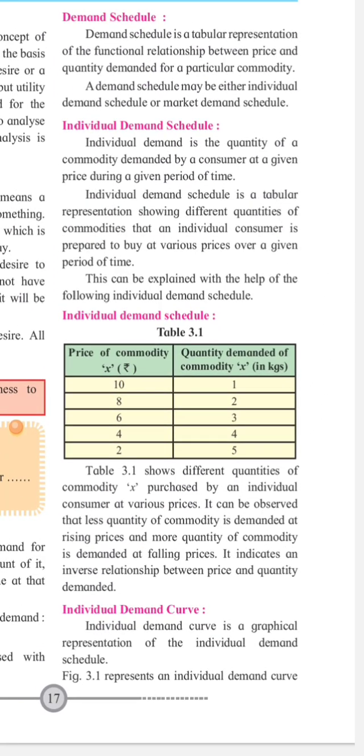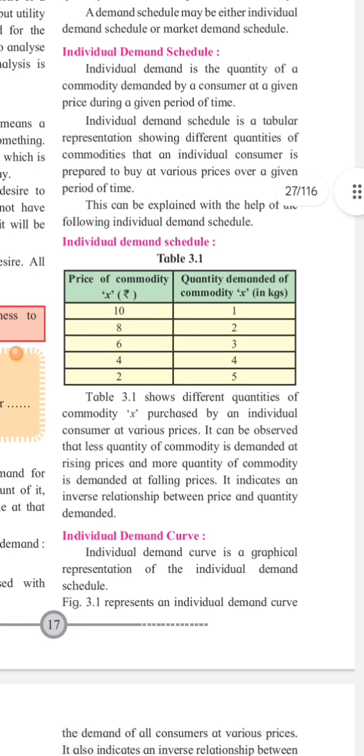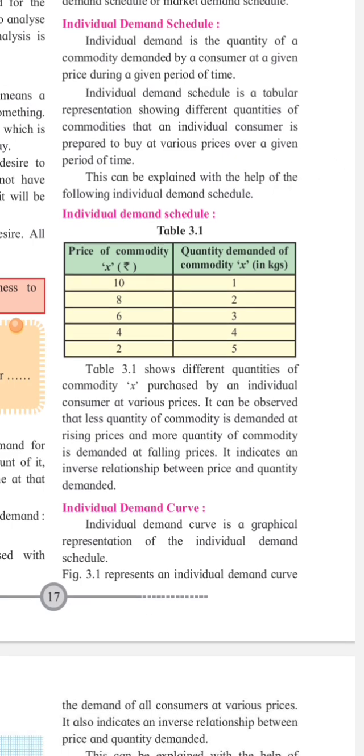Now, next we have demand schedule. A demand schedule is a table showing the relationship between the price of a commodity and the quantity demanded. It can be of two types: individual demand schedule and market demand schedule. First, we will be going with the individual demand schedule. It shows the quantity demanded by a single consumer at different prices during a given period.